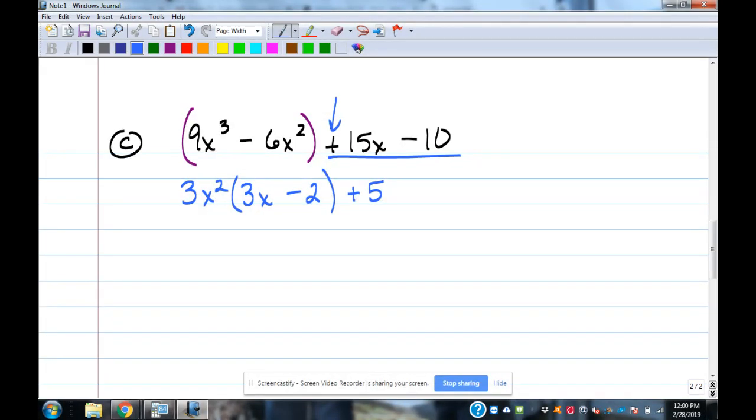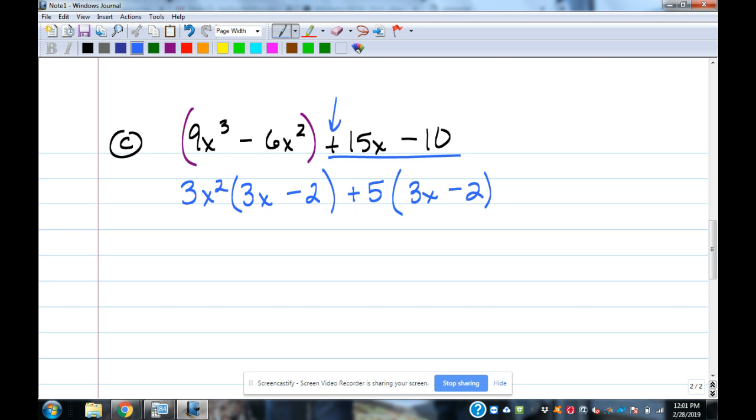Do they have any x's in common? No, this one's got an x, but that guy doesn't. So we can't pull an x. Parentheses. What times this 5 gets me 15x? 3x. What times this 5 gets me the negative 10? Negative 2. Because we pulled out the right GCF and it's going to factor, the parentheses match. This goes back to what Ty was asking. Well, are they always going to match? If it will factor and you have pulled out the correct GCF, then yes.